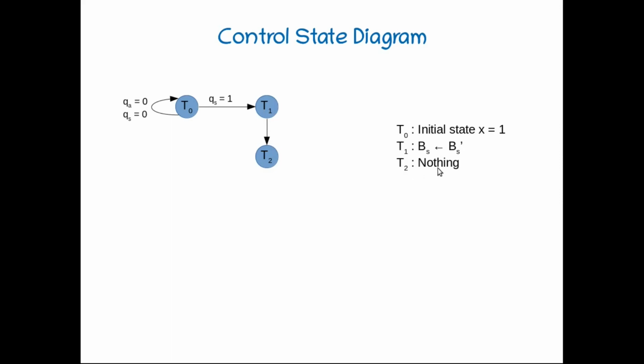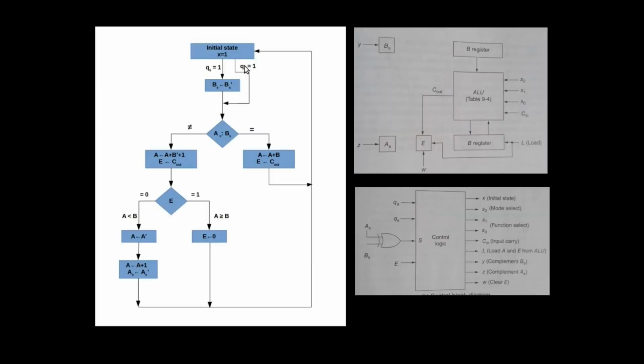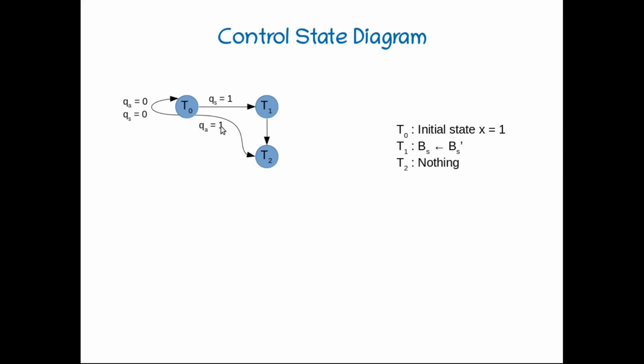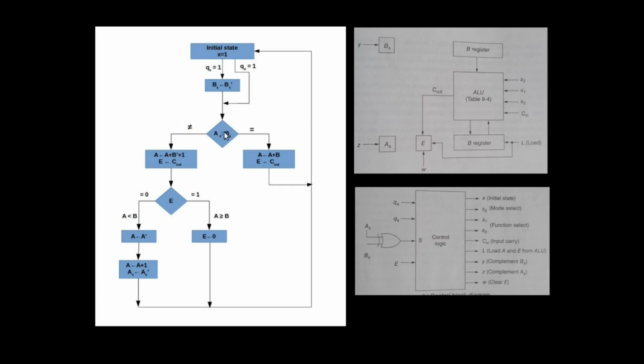In T2 state, do nothing. And if the operation is an add operation, then there is no need to execute this one, just go to this state. So if QA is equal to 1, simply change the state into T2. There is no need to go to T1, just go to T2.